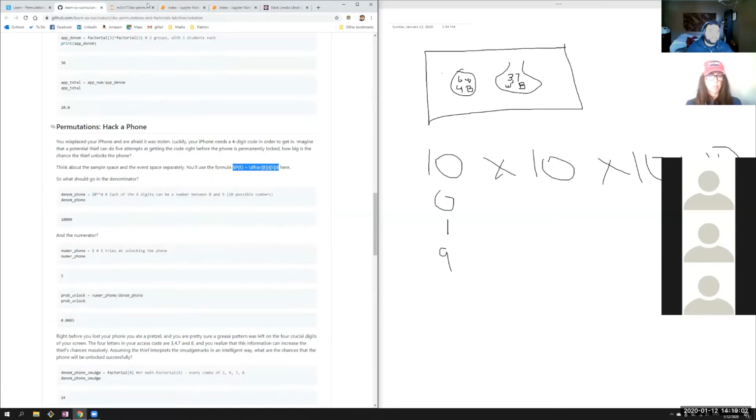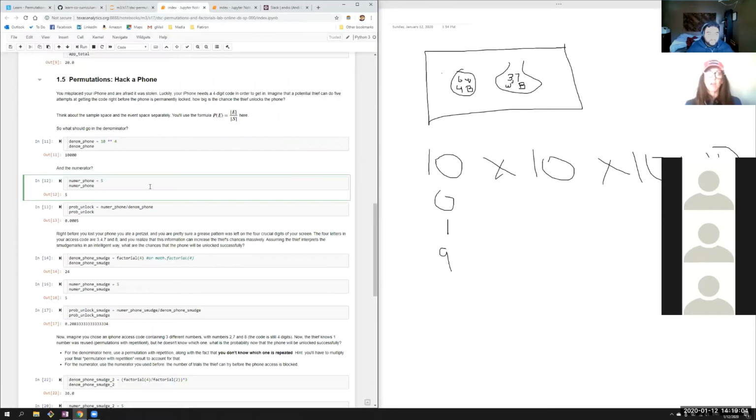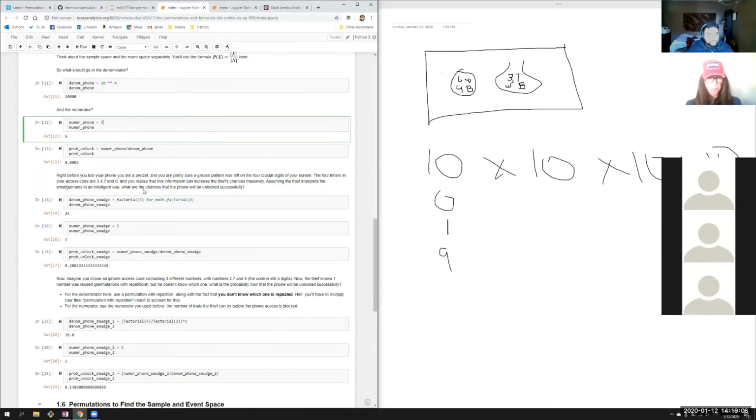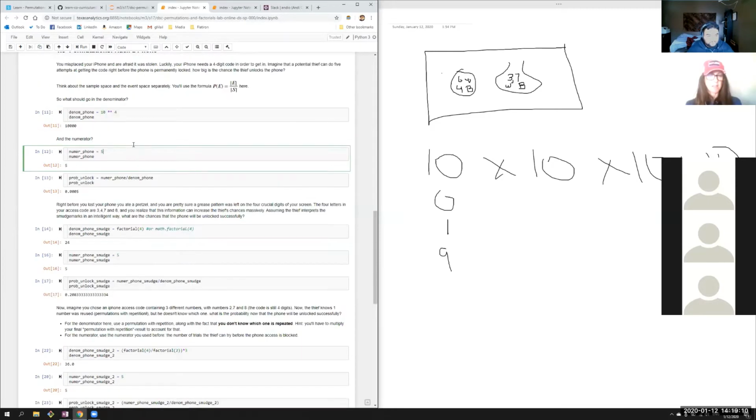Yep, he's got 5 tries at unlocking the phone. For 1 second, though, really quick, why did I glaze over the fact that I get that there's 4 digits? Why is it 10 to the 4th? I'm sorry, like all of a sudden it's just.